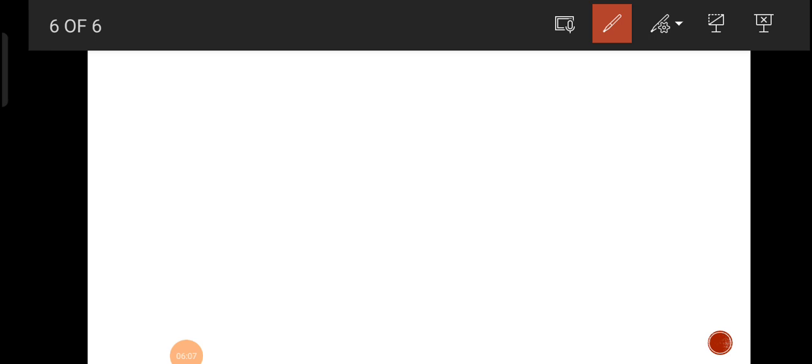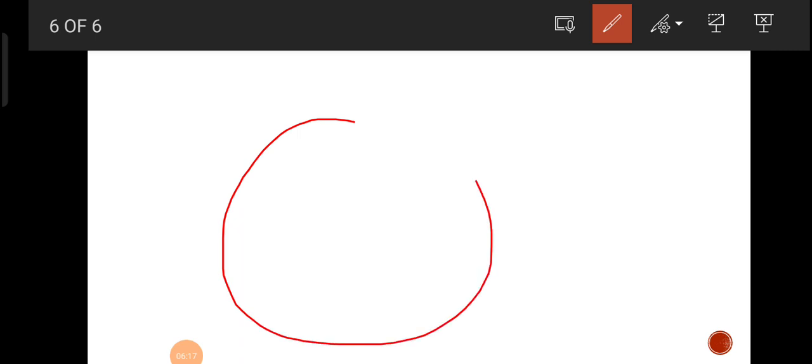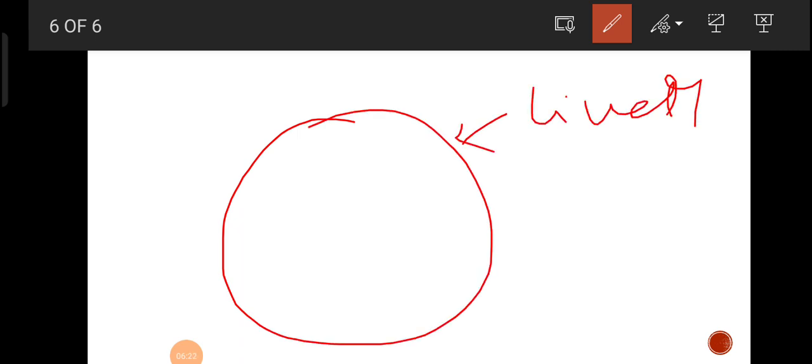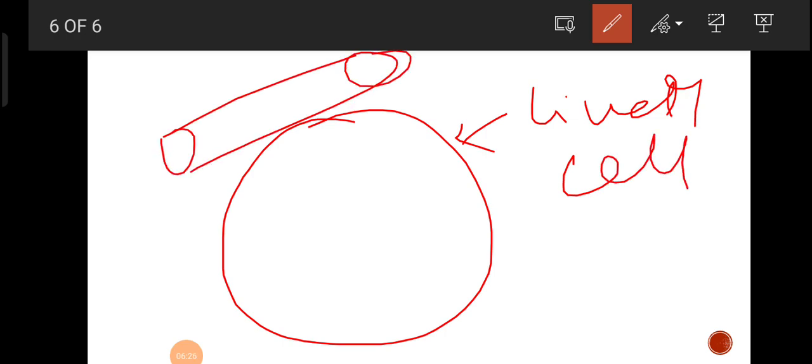In case of glucocorticoids, as I already told, this is a steroidal nature hormone, so their receptors will not be present on the outer surface of the cell membrane. I am taking the example of a liver cell. This is a liver cell, and suppose this is a blood vessel. The hormone will not bind on the outer surface of the cell. It will go directly inside the cell, to the nucleus.